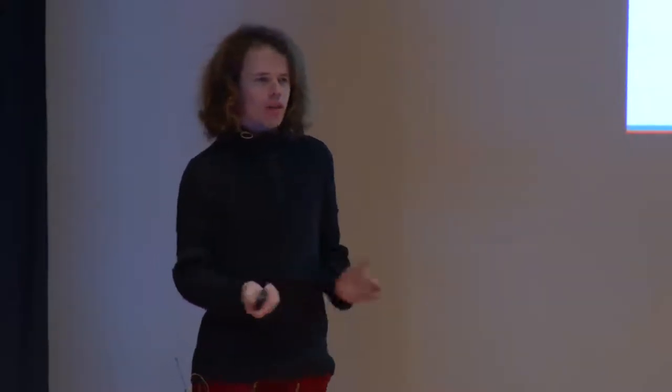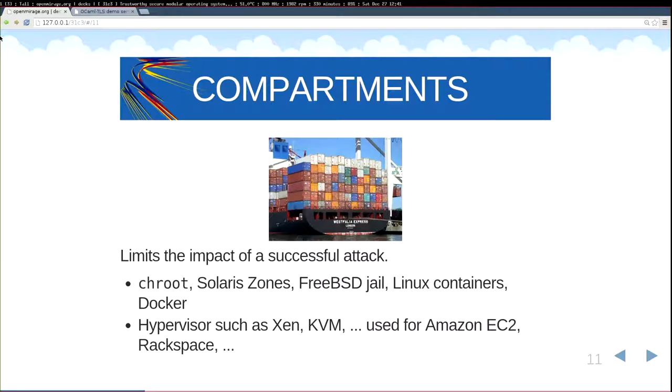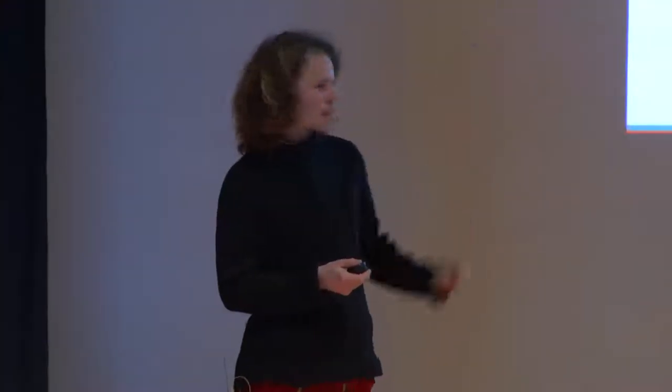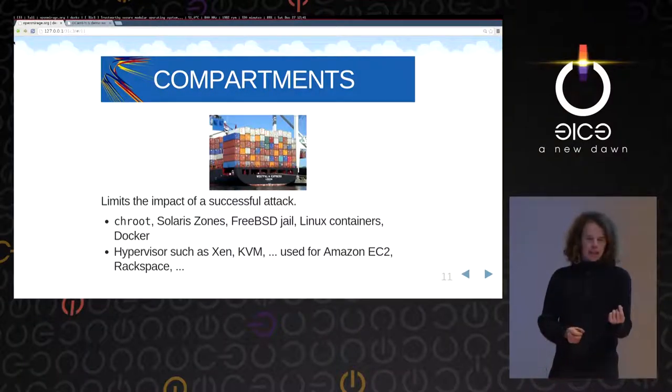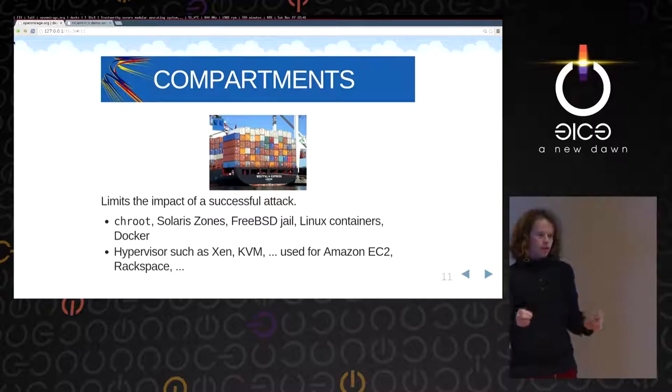So what can we do? I'm here to propose how to minimize the trusted computing base, or how to get a small trusted computing base. And what are the different approaches we have seen in the past? Well, one of the popular approaches is compartmentalization, to just build compartments. And that actually solves the problem. If there is a successful attack, the impact is small.